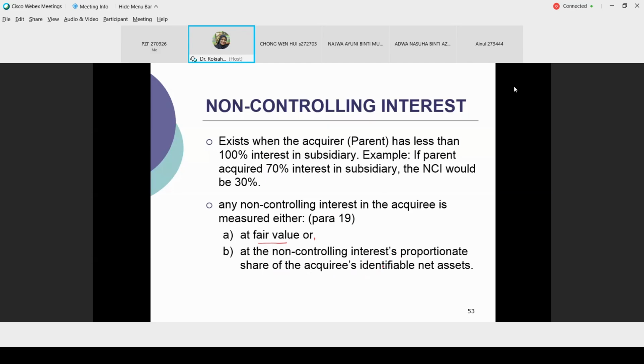acquiree's net identifiable assets. So there are two methods to measure the NCI, either using the fair value method or using a percentage of net identifiable assets. The percentage here refers to the percentage of shares owned by the NCI, for example 30% like this example. So that is 30% times the net identifiable assets. So we have two methods to measure the NCI: the fair value method or the proportionate method.